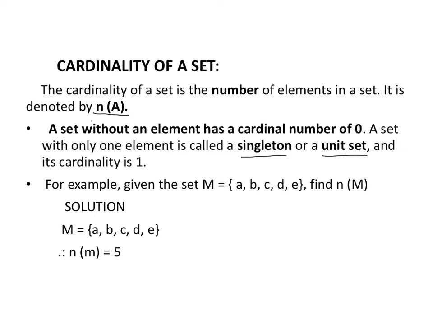For example, given set M to be A, B, C, D, E, find the number of elements in set M, that is n(M). Solution: M is equal to A, B, C, D, E. The number of elements in M is equal to 1, 2, 3, 4, 5. So the number of elements in M is equal to 5.